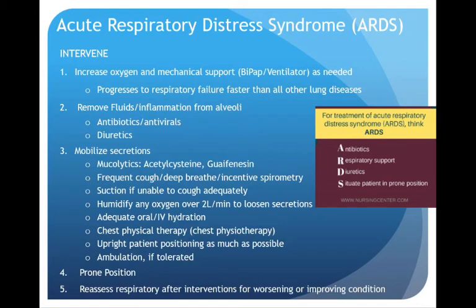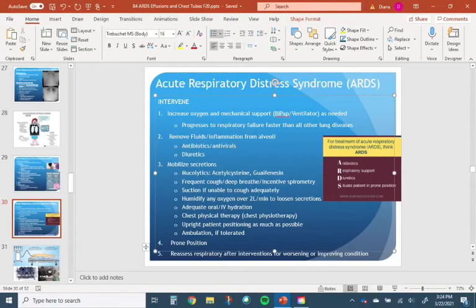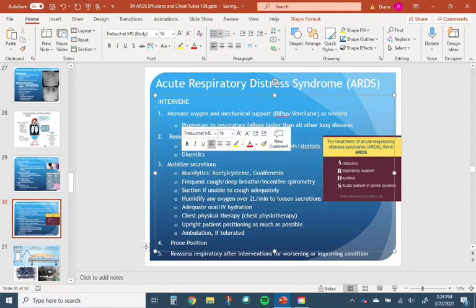But really, we're going to increase oxygen mechanical support to get oxygenation through the fluid with positive pressure. We're going to remove fluids and inflammation from the alveoli by giving the antibiotics, antivirals to remove the inflammation. They will do steroids sometimes for this process as well. So those are all possibilities to remove inflammation. So let me clarify what these are. And remove fluid.